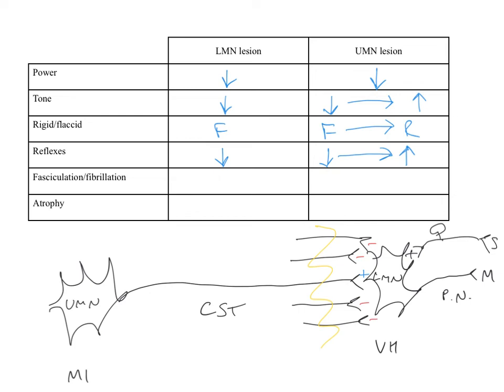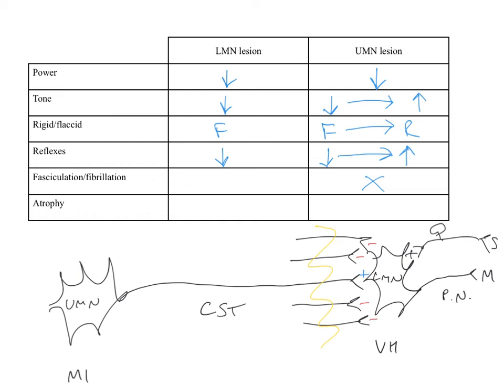What about this thing, fasciculations? Now, fasciculations and fibrillations are specifically a lower motor neuron lesion phenomenon. So this does not apply to upper motor neuron lesions. We'll focus on fasciculations.